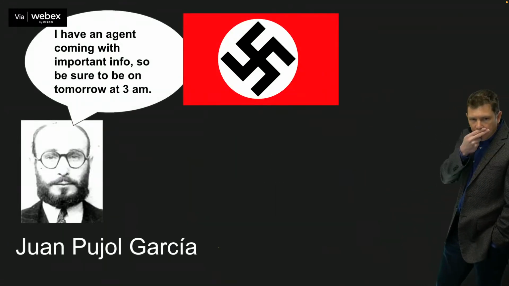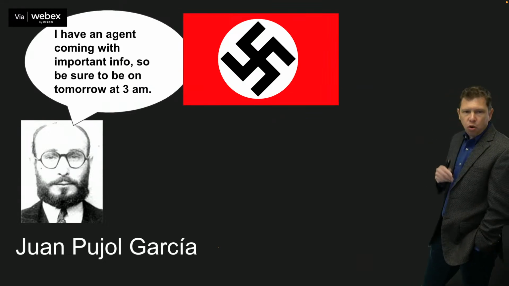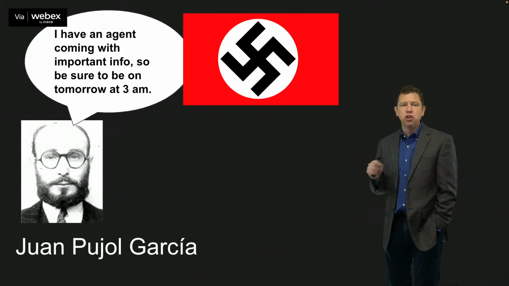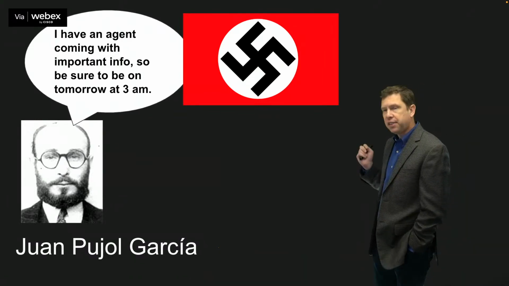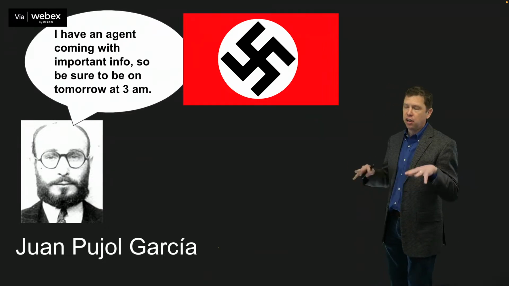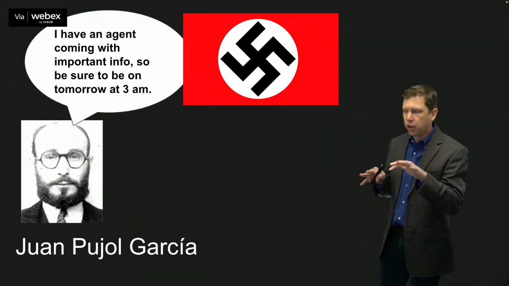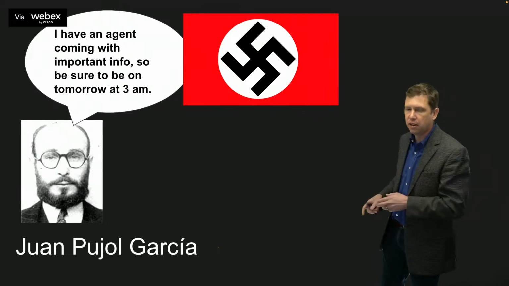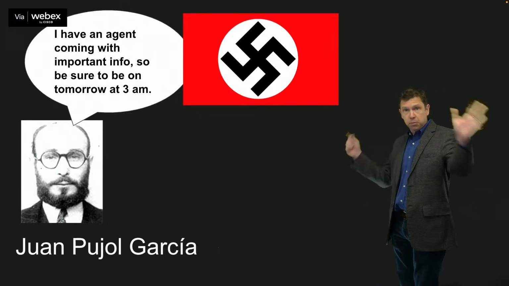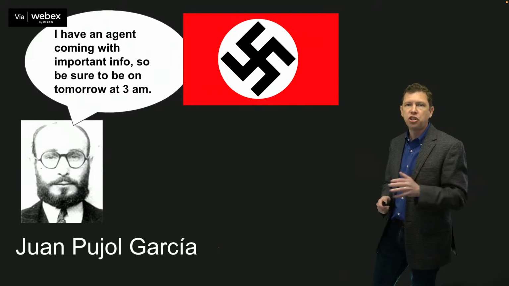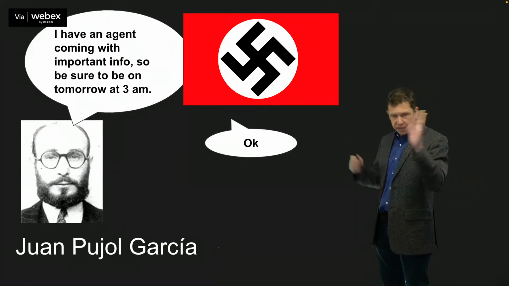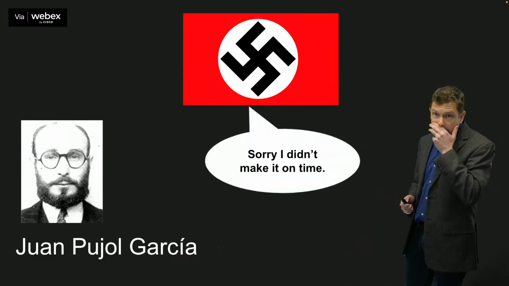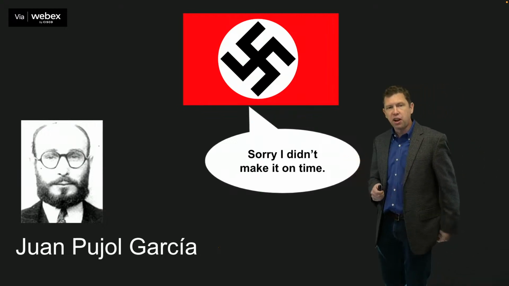Okay, so toward the end of the war, there was a conversation like this. Pujol says, I have an agent coming with important information, so be sure to be on tomorrow at 3 a.m. This was very carefully calculated around the time before storming Normandy, of how they were going to give information that was true, but in ways that would mislead the Nazis. For some inexplicable reason, no one knows, the Nazis actually did not show up at 3 a.m. Hello, anyone there? No one's there. 8 o'clock in the morning, the Nazis show up and say, hey, sorry, I didn't make it on time.